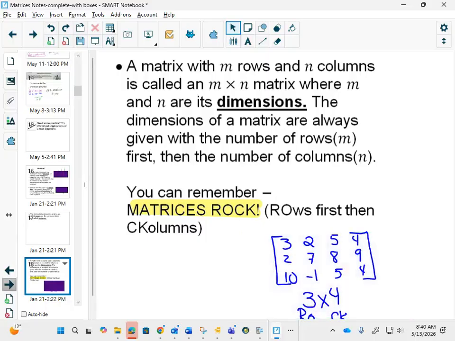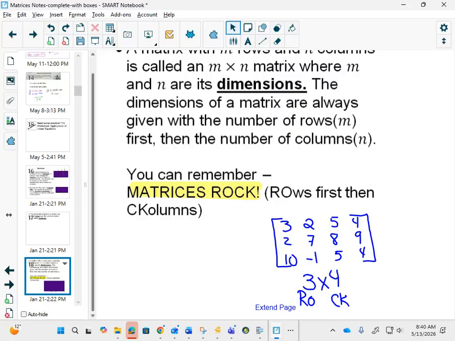So if I had this matrix, it has 3 rows across and 4 columns. The dimensions of that matrix would be a 3 by 4 because matrices rock. Rows first and columns next. Okay? Pretty straightforward. Dimensions will become very important for us.